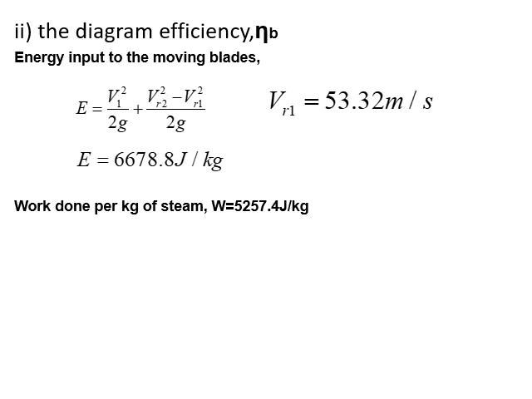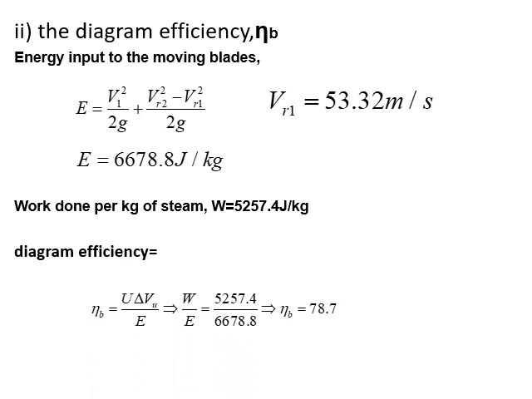The work done per kg of the steam is calculated by using the relation W is equal to U into delta VU. The U is equal to blade velocity, and delta VU is equal to the change in tangential velocity. The values obtained from the graph are substituted in the work done formula, and finally the work done is calculated, that value is 5257.4 joules per kg.